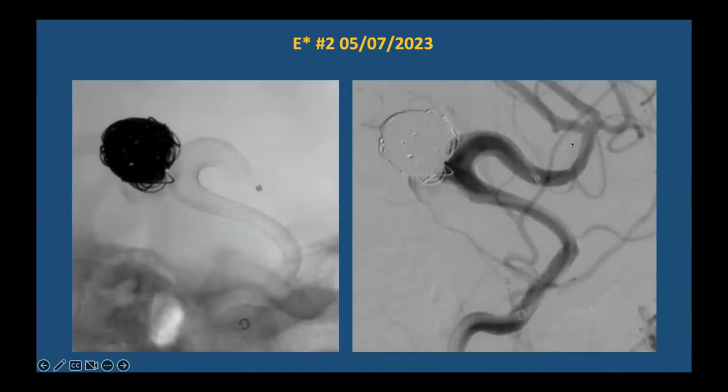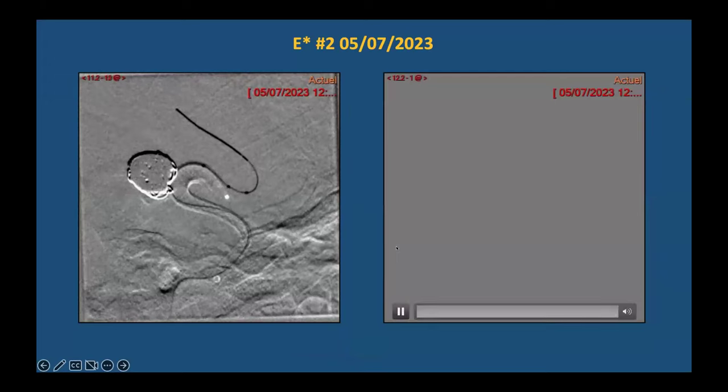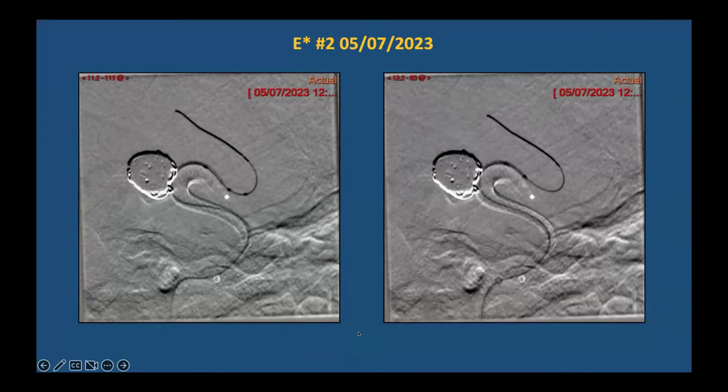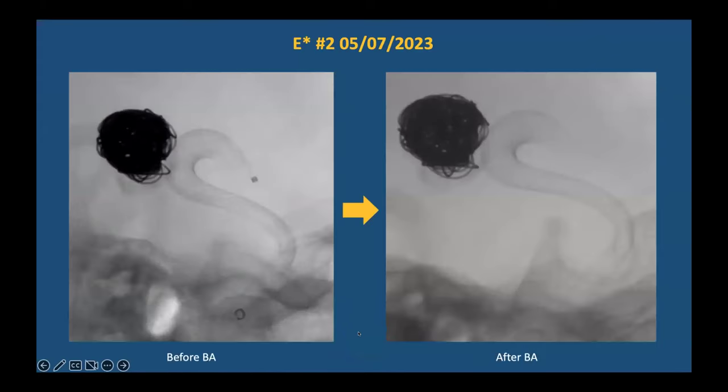So that's after the deployment of the second pipeline. We can see that I planned to put it from here, but it was really, I don't know, impossible to do. It took almost 1 hour and a half. And so the best thing I could have was that one. I could put it there. But of course, I wasn't happy, so I went for some balloon angioplasty. And at the end of these procedures, that's the final result.